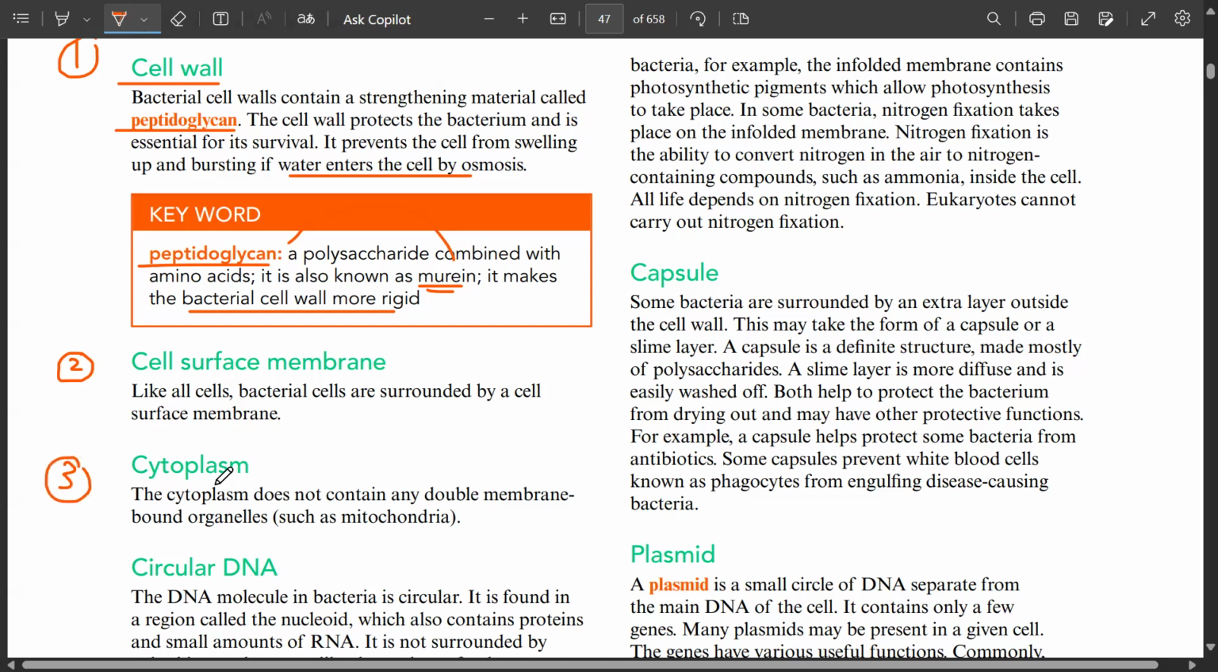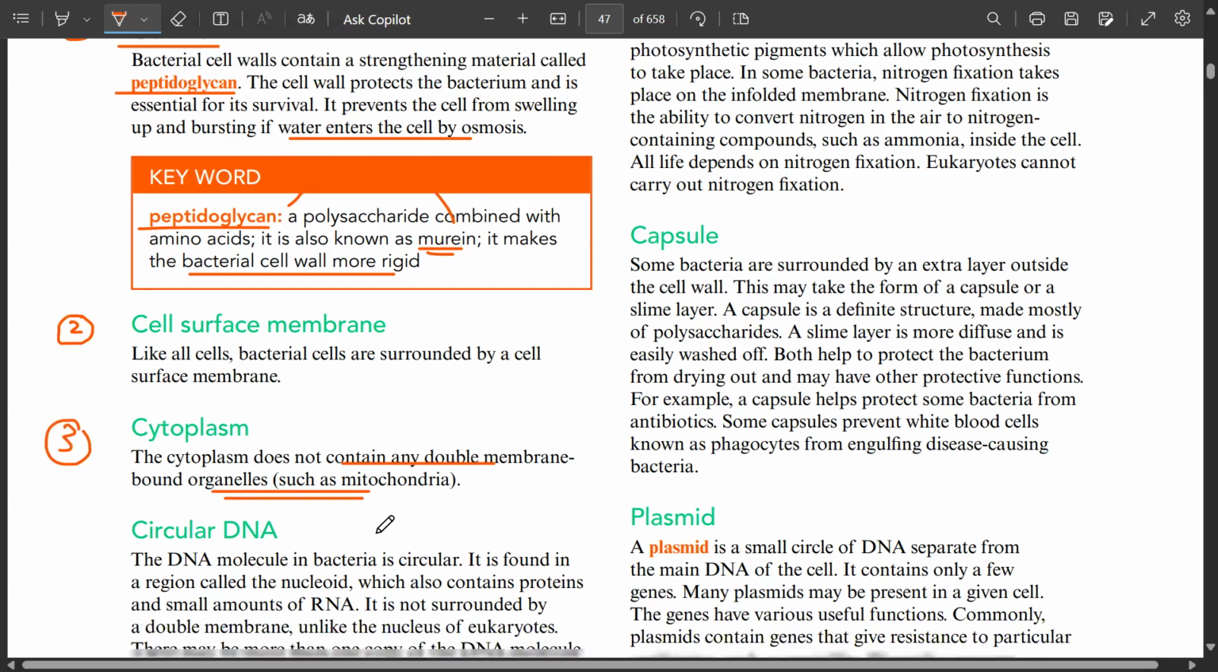Cytoplasm. The cytoplasm does not contain any double membrane bound organelles such as mitochondria. But if we talk about the cytoplasm of eukaryotes, that cytoplasm would have many double membrane organelles such as nucleus, mitochondria, chloroplast, which are not present in prokaryotes.